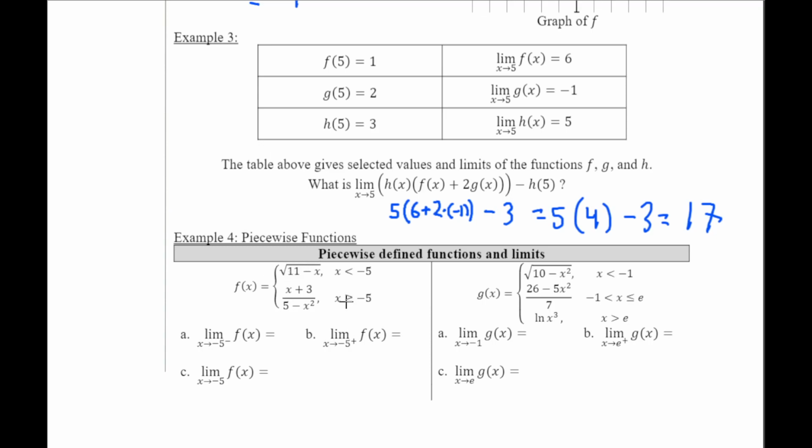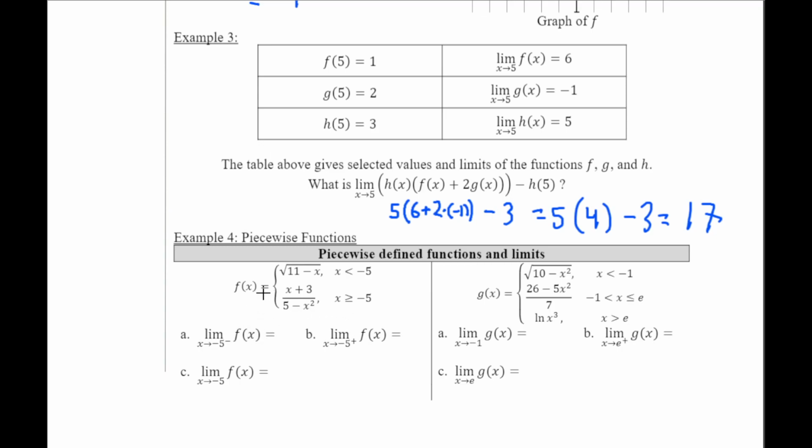If your input is ever negative 5 or greater, you plug it into the bottom. So, part A, limit as x approaches negative 5 from the left. So we're talking about values a little less than negative 5. We want to plug -5 into this top one because this is for x values less than -5. This is the limit approaching from the left, so we plug it in here.